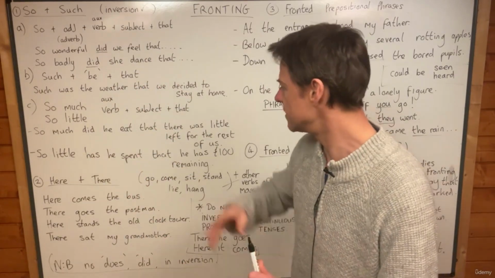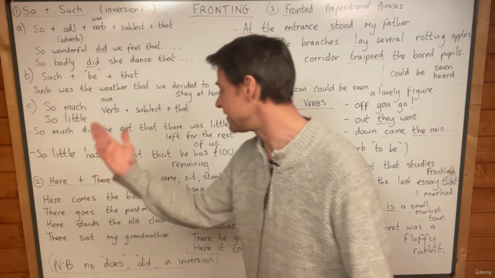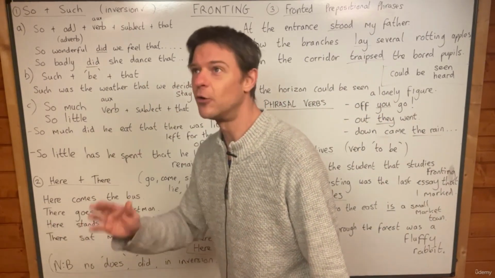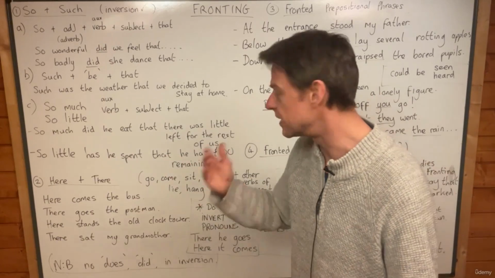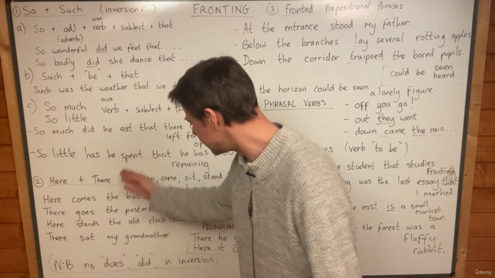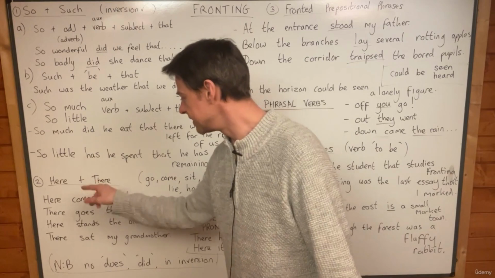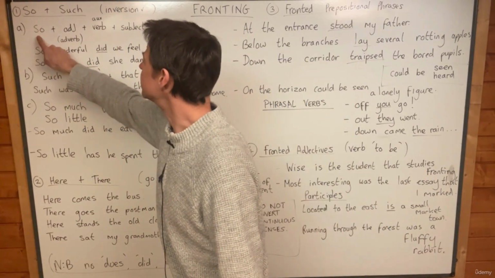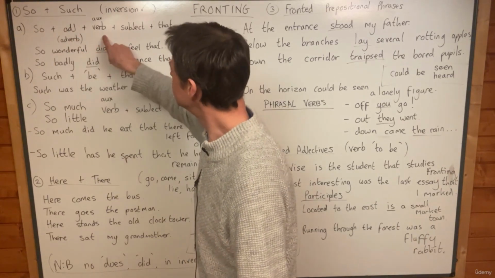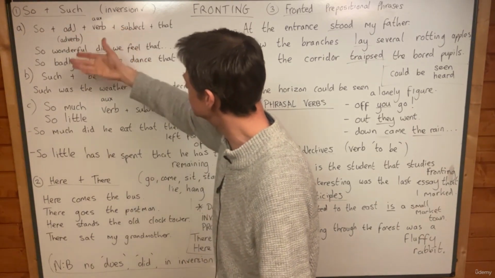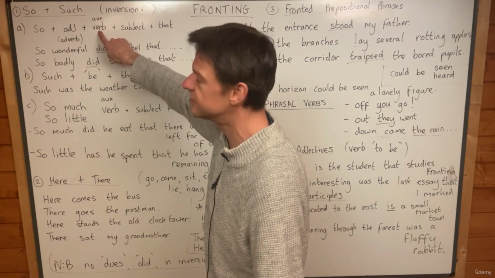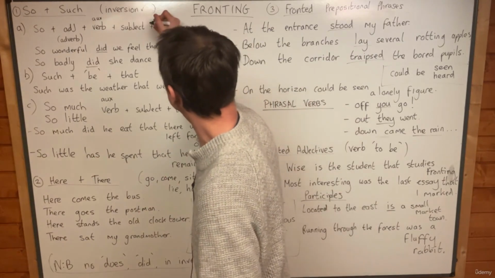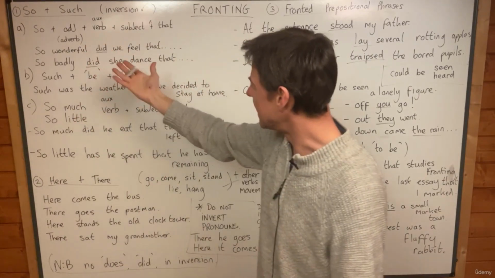And that's important. I don't want you saying here does come the bus. Yeah, it won't work. Or here does the bus come. No, it doesn't work. Don't use does, did, but you do see inversion. So let's do so and such first. The general pattern is this: so plus adjective or adverb plus auxiliary verb, did, do. So it does use a do, a does, a did, plus subject, plus main verb, plus that. Perhaps I should have put main verb here, if it has a main verb.